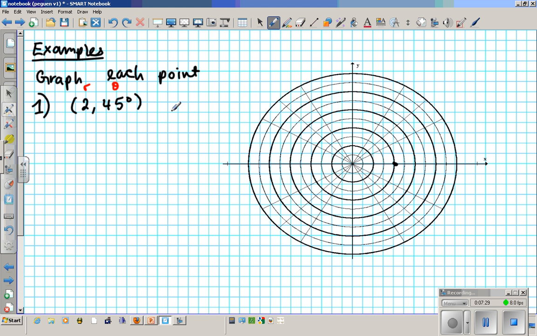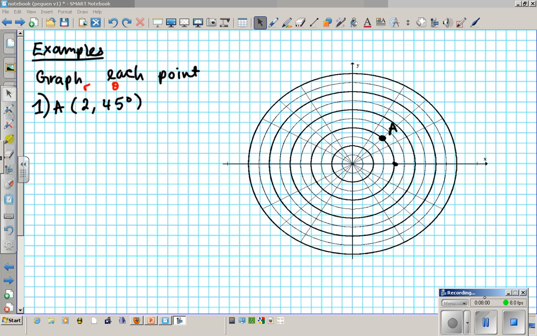But we don't just need the radius, we also need the angle. So we're going to rotate 45 degrees. 45 degrees should be right here. So you go out 1, 2, and then rotate 45 degrees. And there goes your point. Always put a label, the letter, on your final point. So let's say this were A. Just call this point A. And there goes your final answer. Alright?